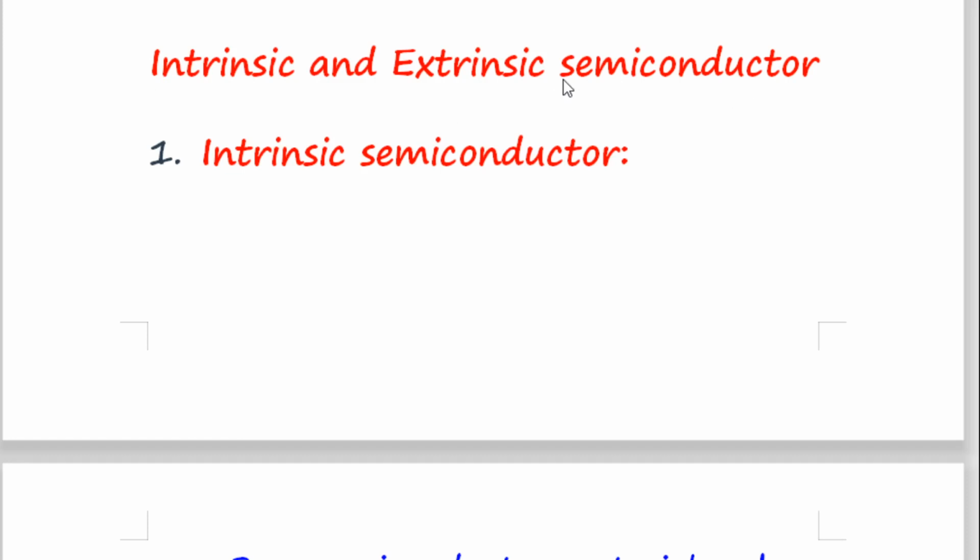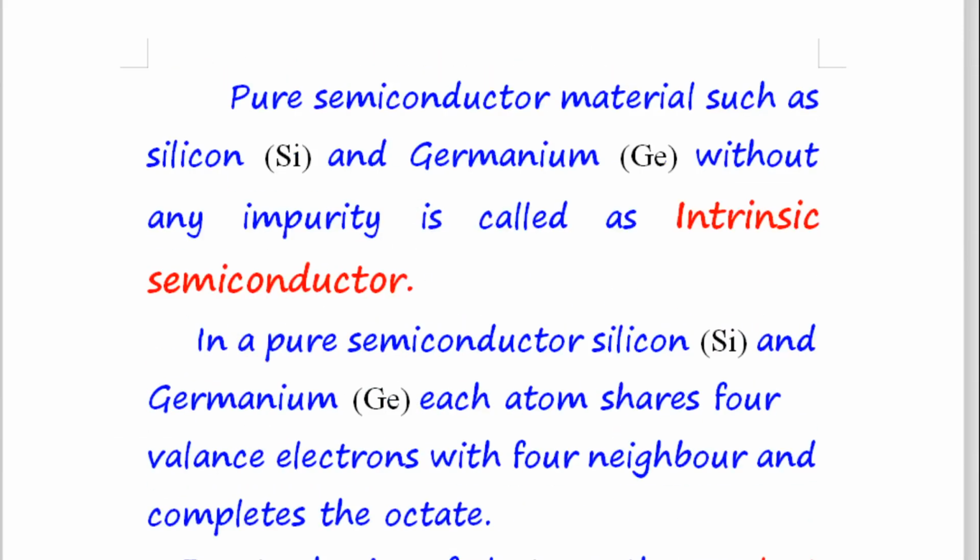Basically the semiconductor materials are classified into two types, intrinsic and extrinsic. What do you mean by intrinsic? An intrinsic semiconductor is nothing but a pure semiconductor material such as silicon and germanium without any impurity. Without any impurity means no addition of any other atom is done. So that is very simple. In a pure semiconductor, silicon and germanium, each atom shares 4 valence electrons with 4 neighbors and completes the octet.